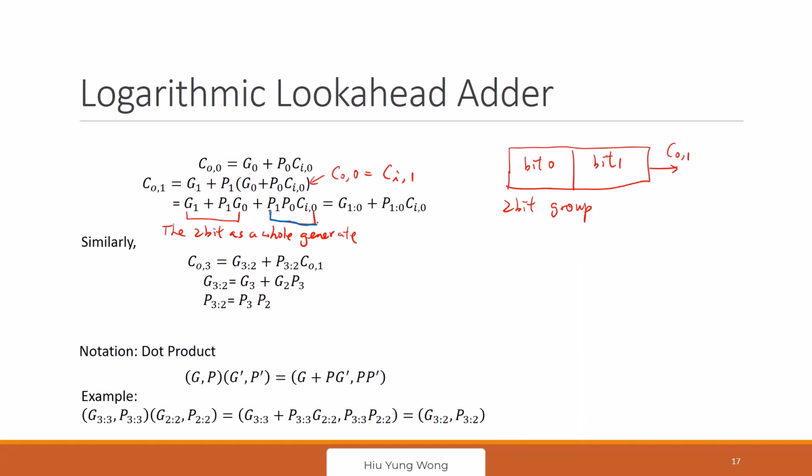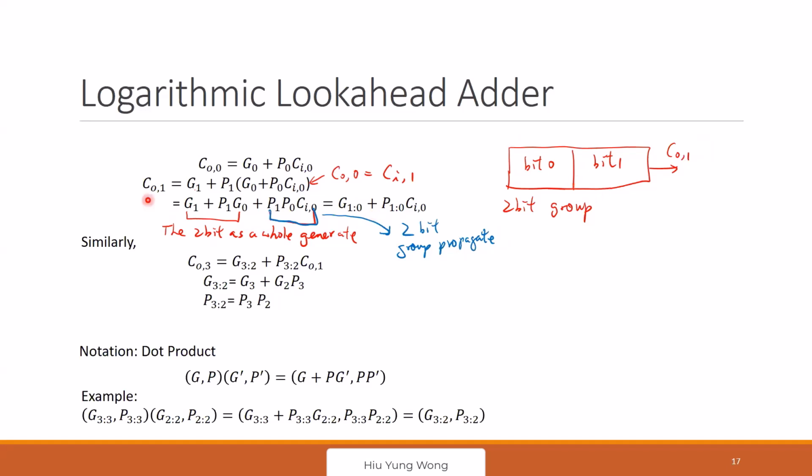Similarly, for this one, it's just saying that the 2-bit group propagates, right? You need to propagate because the first bit has to propagate and the second bit has to propagate. Then the whole group propagates, okay? And that's why we can label it as G1 to 0, meaning that for bits 1 to 0, the whole group generates. P1 to 0, the whole 1 to 0 bits propagate, right? And this is very logical, right?